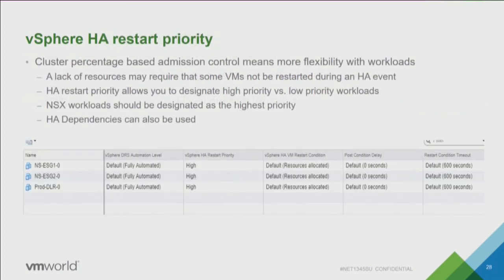The HA restart priority is how we use that cluster-based, or percentage-based, HA admission control in order to guarantee that our NSX resources are started first and have the highest priority, and things like dev workloads or non-essential workloads can be set as don't restart or secondary virtual machines here.